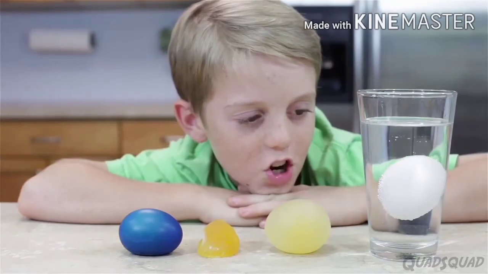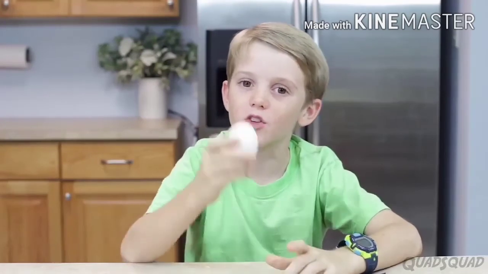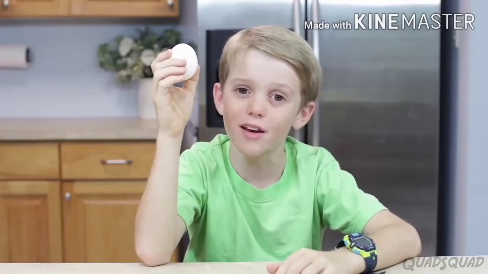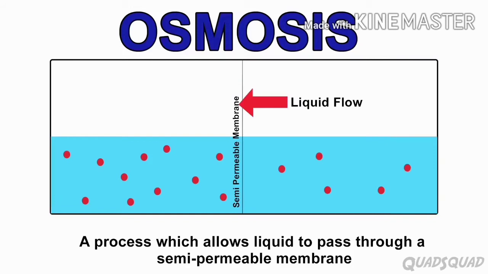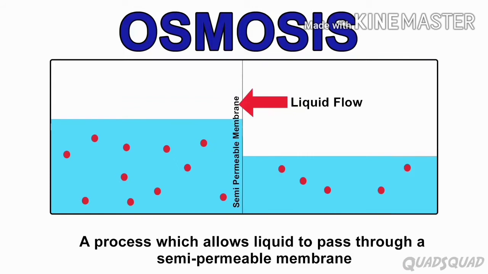Today, we're going to talk about osmosis. Hi, my name is Justin. Today, we're going to talk about osmosis, and we're going to use an egg to illustrate that. Osmosis is a process that lets liquid pass through a semi-permeable membrane. A semi-permeable membrane is a layer that only certain molecules can pass through.